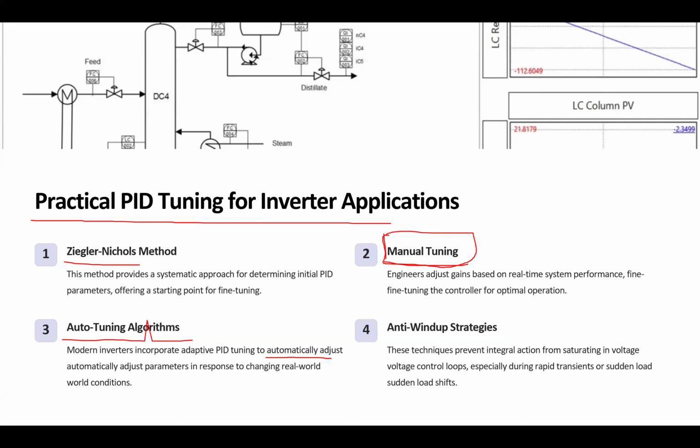But auto tuning is more advanced, and it's basically using another kind of more advanced control system in PID, a more advanced configuration of the PID. And the anti-windup strategy is another technique, relatively more advanced than the auto tuning, which tries to prevent saturation in your feedback.